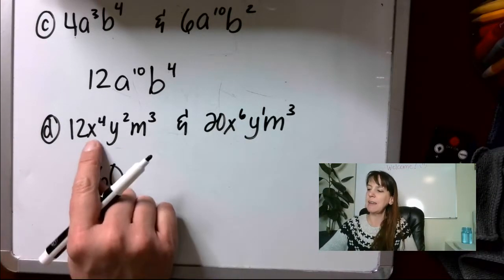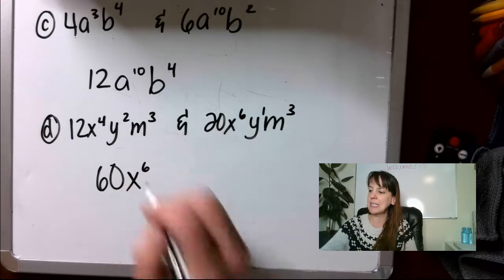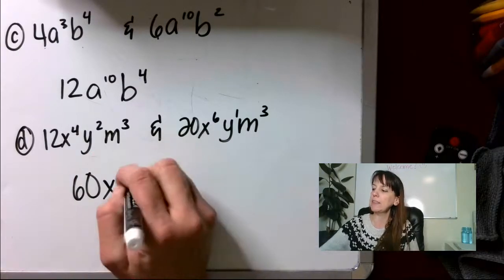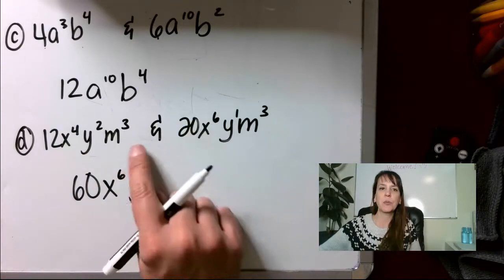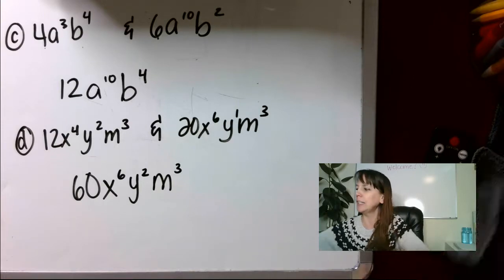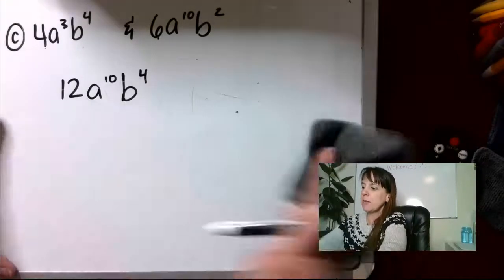Now we look at these guys. I have 4 x's, 6 x's, I have to have at least 6. Y, I have 2 y's, 1 y, I have to have at least 2. 3 m's, I gotta have at least 3 m's. And those are the practice problems.